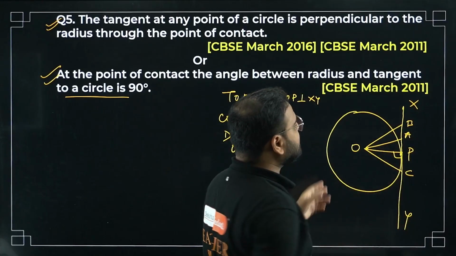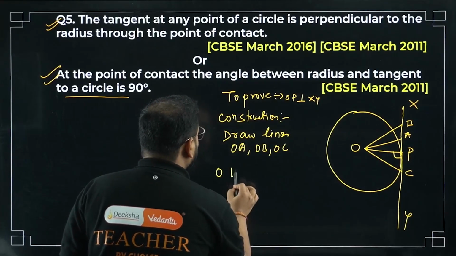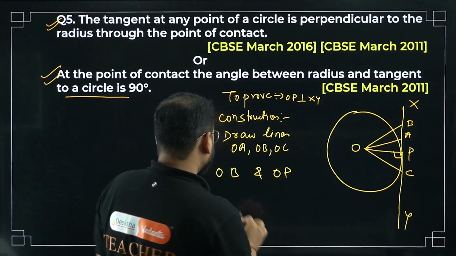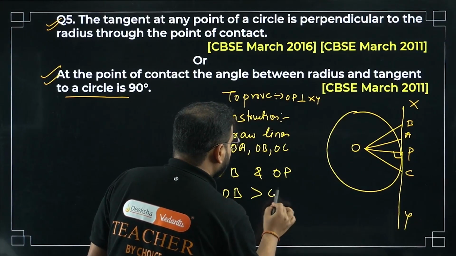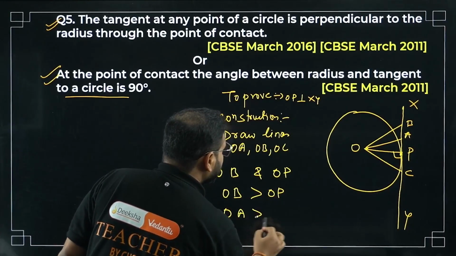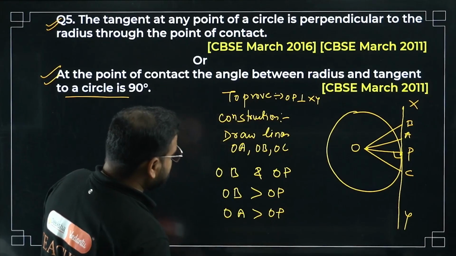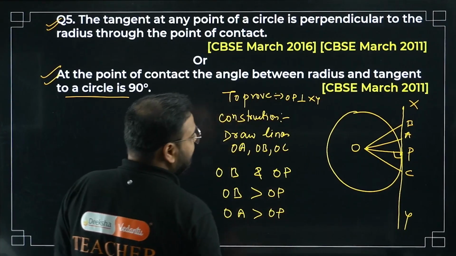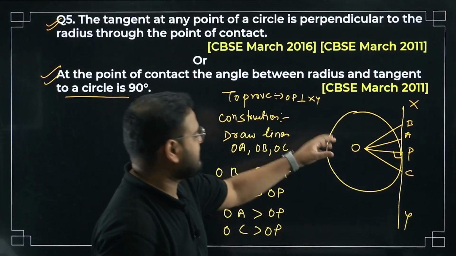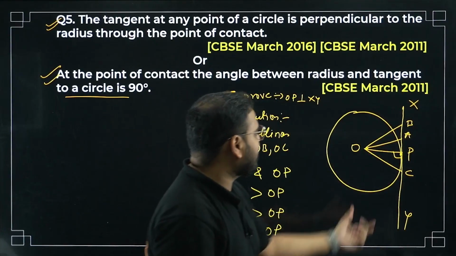Now think about it. Out of OB and OP, which is bigger? When you compare OB and OP, OB is greater than OP, right? OA again is greater than OP, and OC will be greater than OP. You can take more lines like this, OD, OX, whatever line you take, it will always be greater than the line OP.